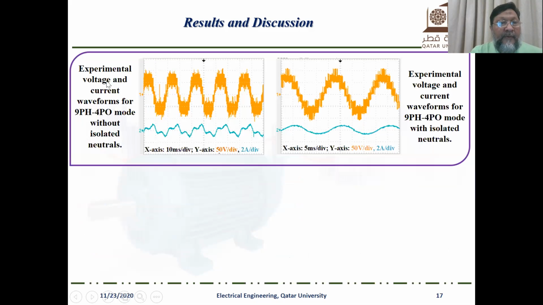This is the experimental voltage and current waveform for 9-phase 4-pole mode without isolated neutral. When the neutrals are not isolated, we see that there is a third harmonic current present in the machine. And this is the experimental voltage and current waveform for 9-phase 4-pole mode with isolated neutral. When the neutral is isolated, the third harmonic is eliminated and we have a nice waveform.